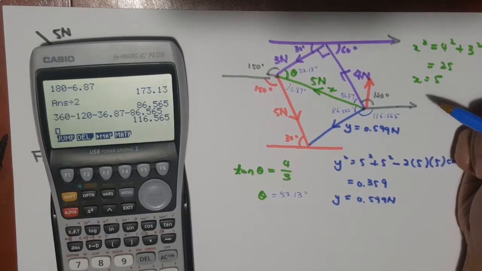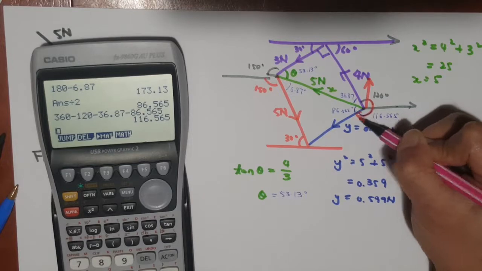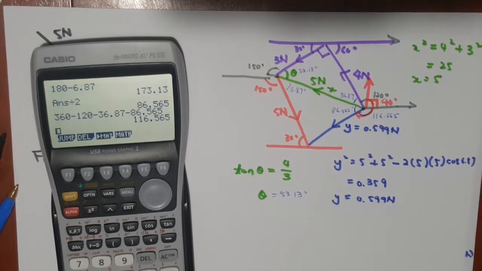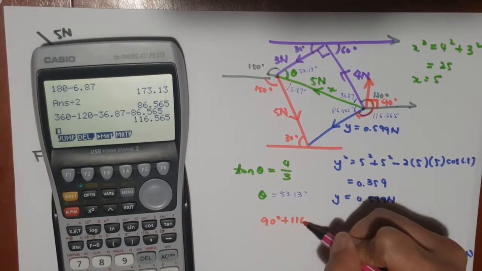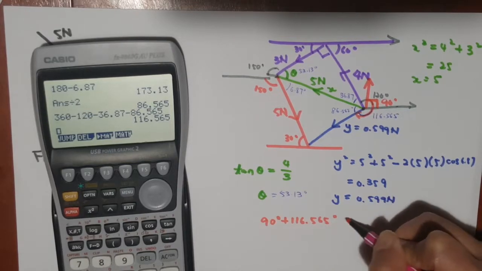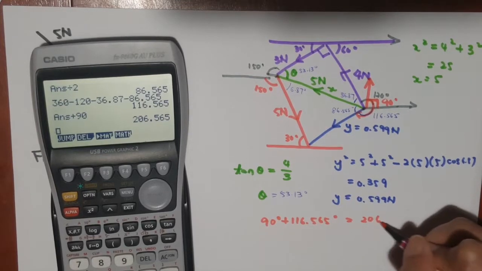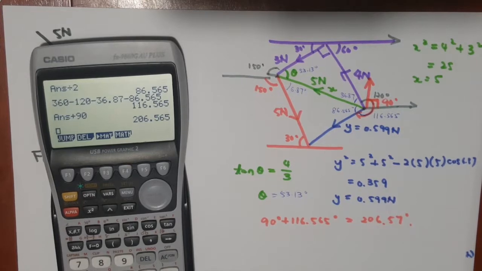And we know that a bearing will always start from the north to here, and this part will be 90 degrees. So to get the direction of the resultant force, we just use 90 plus 116.565. So we will get 206.57 as the bearing, and that's the direction of the resultant force.